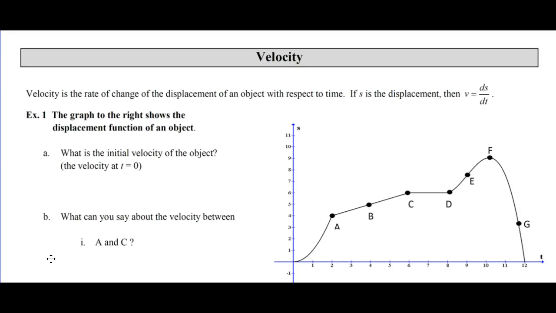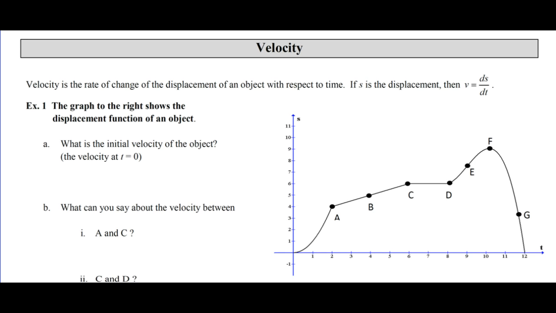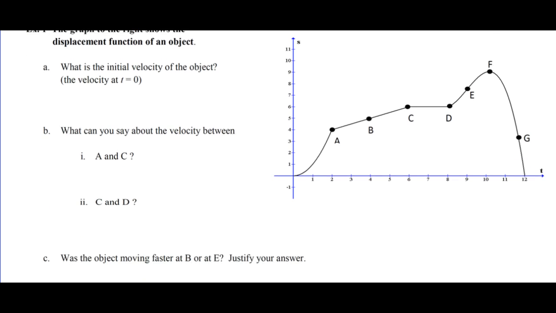Velocity is the rate of change of the displacement of an object with respect to time. If s is the displacement, then v is equal to ds by dt, right? The rate of change of displacement with respect to time. The graph to the right shows the displacement function of an object. What is the initial velocity of the object, or the velocity at time 0?